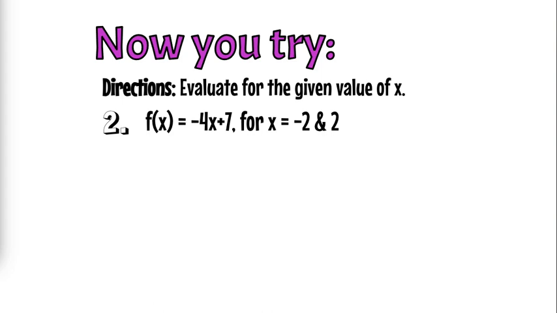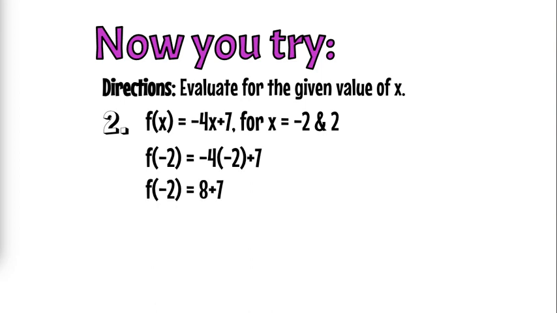Hopefully you pause the video, and when you do, you get f of x equals negative 4x plus 7. When we plug in x equals negative 2, we get f of negative 2 equals negative 4 times negative 2 plus 7. Order of operations tells us that we need to multiply negative 4 times negative 2 first, which gives us positive 8. So we have 8 plus 7, which equals 15. So f of negative 2 equals 15.